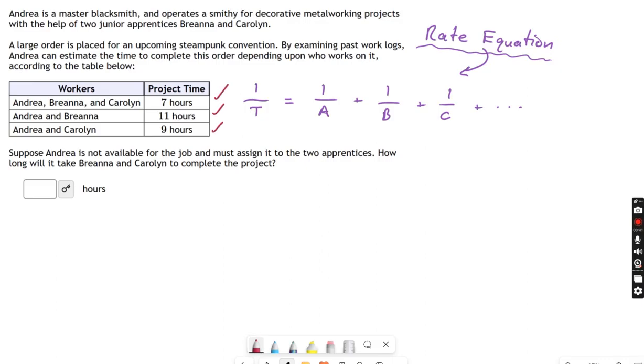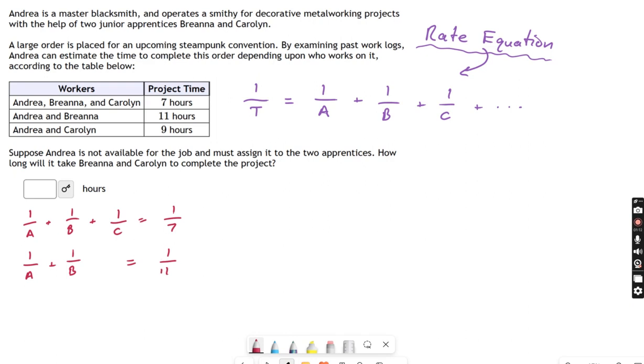I'm given some information. I don't know how long Andrea takes. I don't know how long Brianna takes by herself or Carolyn, but I have some information on their work times together. So let's just start writing down the things we know. I know from the table, first line, that 1 over A plus 1 over B plus 1 over C equals 1 over 7 hours. I also know from the second line in the table that 1 over A plus 1 over B equals 1 over 11 hours.